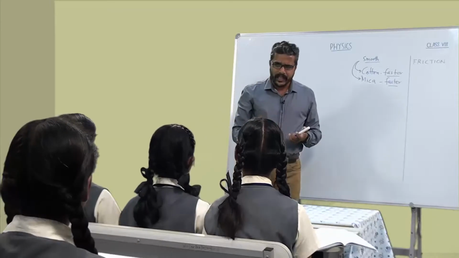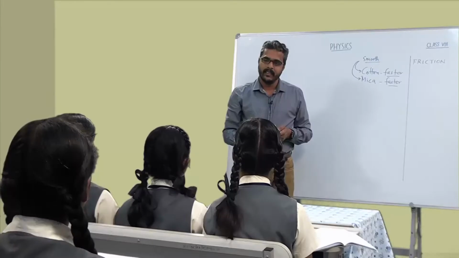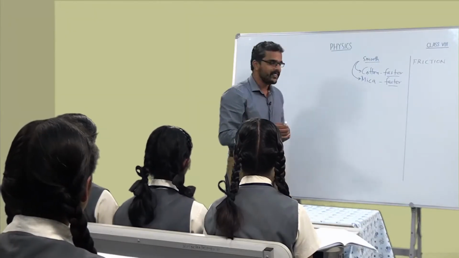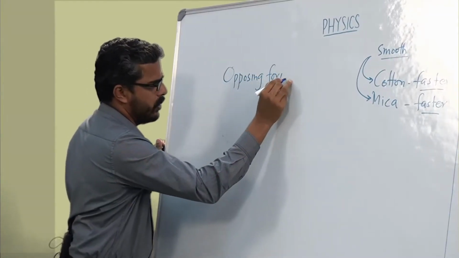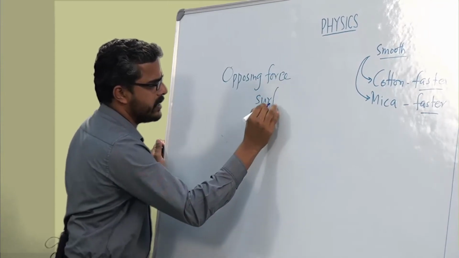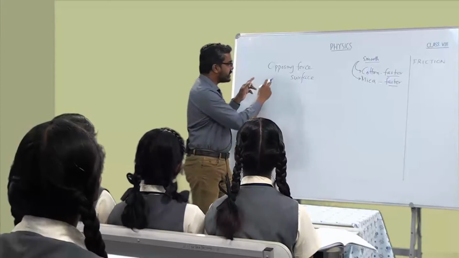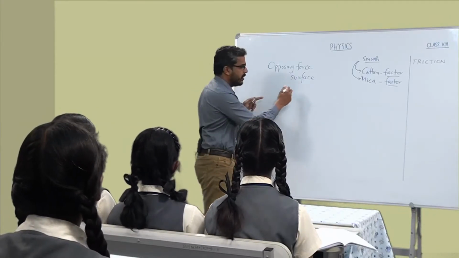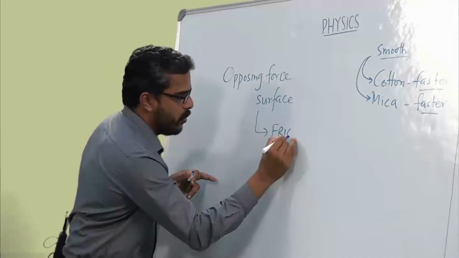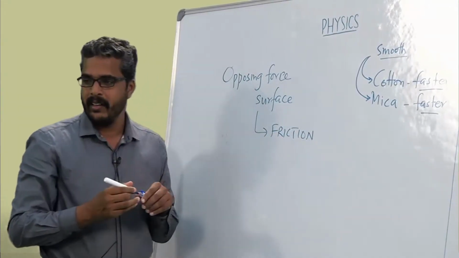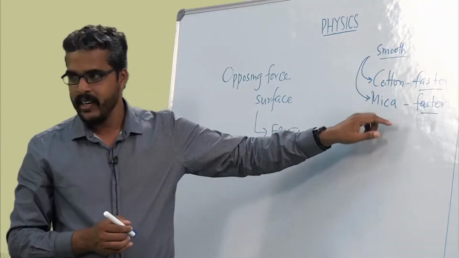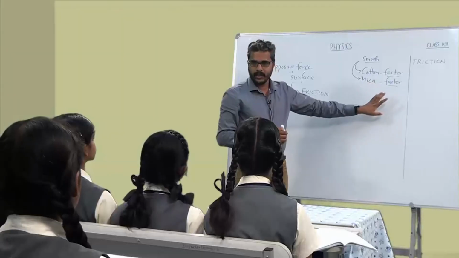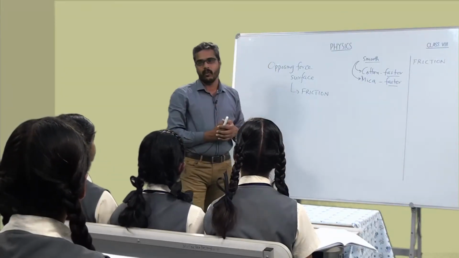Now, what is friction, which we have studied? It's an opposing force by the surface against relative motion. So there is an opposing force by the surface. What is this opposing force by the surface called? Friction. So now what have you observed? On different surfaces there is a change in motion. It moves faster on smooth surfaces. What can you infer from this?